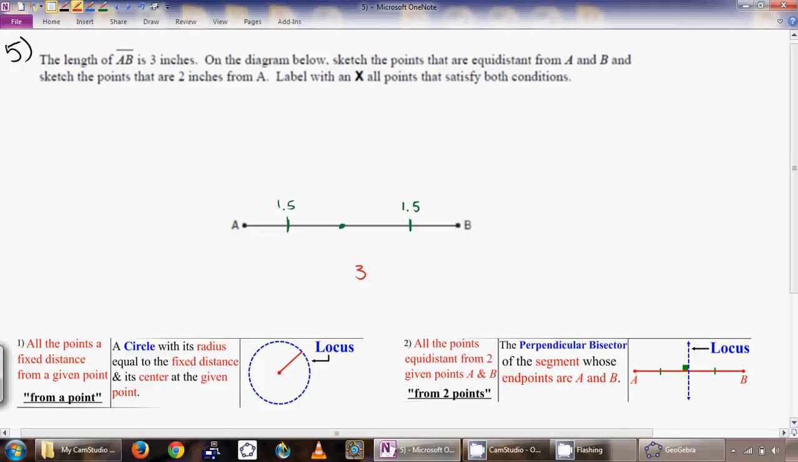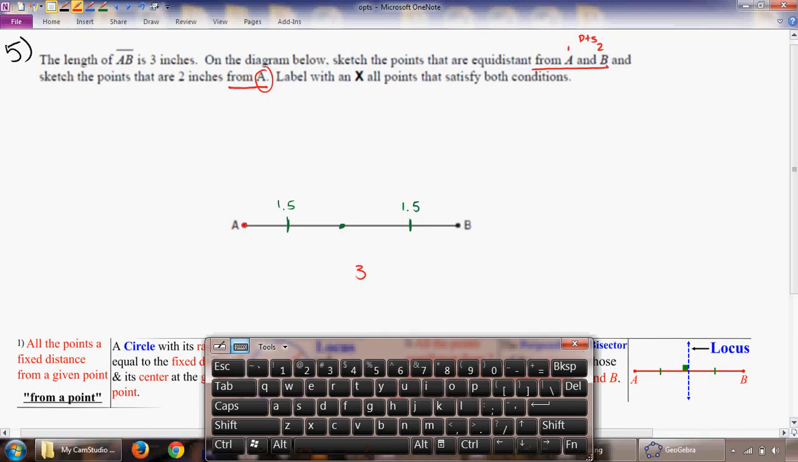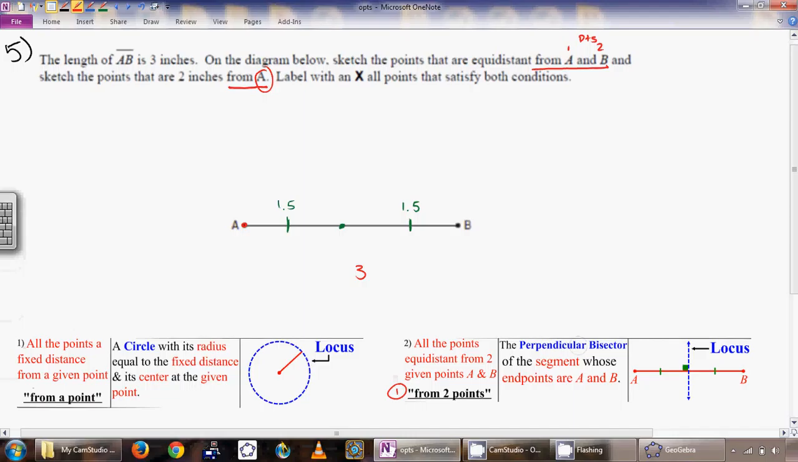Great. It says on the diagram below, sketch the points that are equidistant from A and B. That's our first condition, equidistant from 2 points. Okay? And sketch the points that are 2 inches from A. And it's capital A, so that's just a singular point. That's our second condition. Okay, so our locus for the first is going to look like the perpendicular bisector, and our locus for the second will look like a circle.